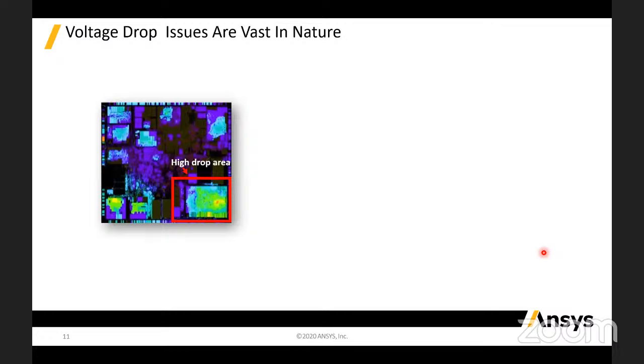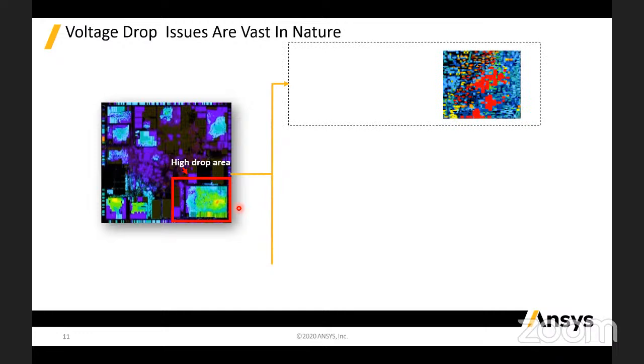In this diagram, I'm showing a voltage drop map of the IC. And you can see that on the lower right, there is a high drop area. This high drop area can be caused by many different factors. For example, that high drop area could have a cluster of high power cells that are all sitting together, driving a high load and firing at the same time. This can cause a high amount of simultaneous switching and power consumption, which can cause a high voltage drop in that region.